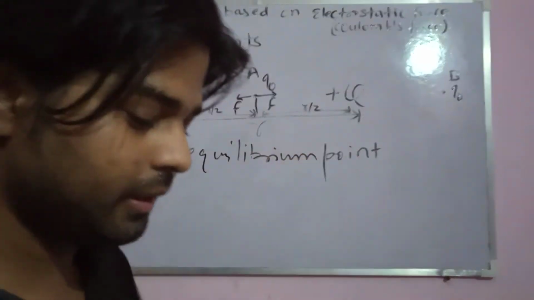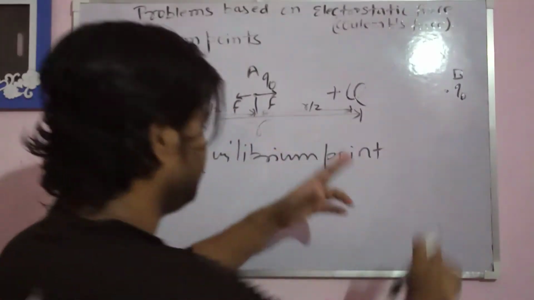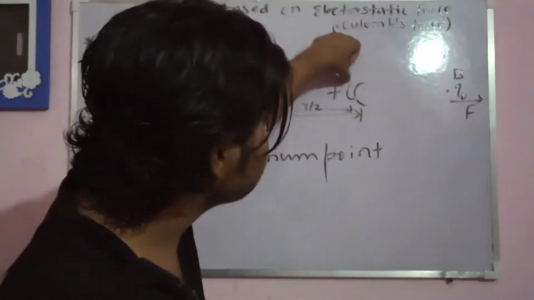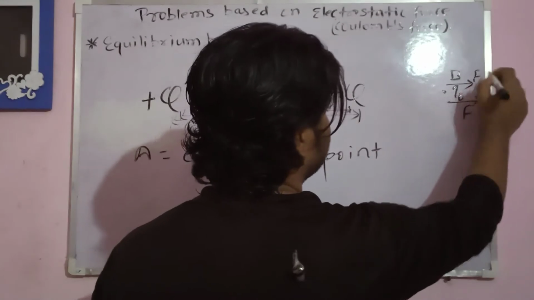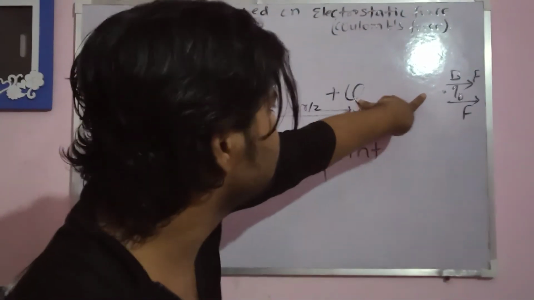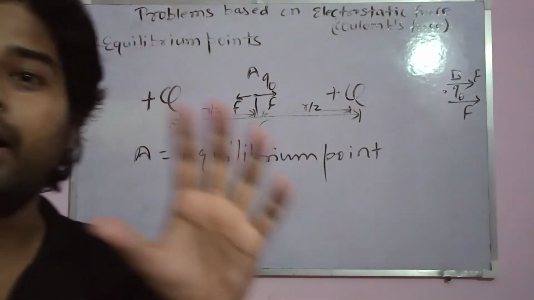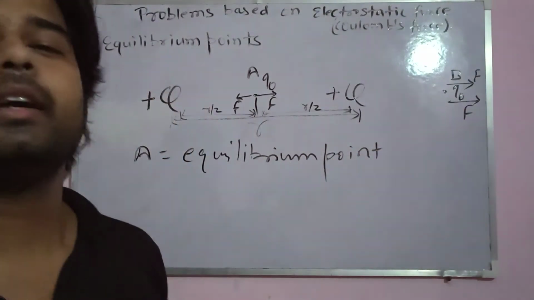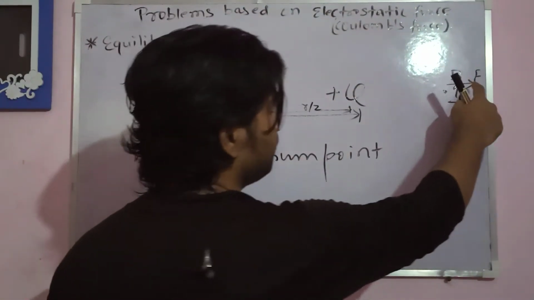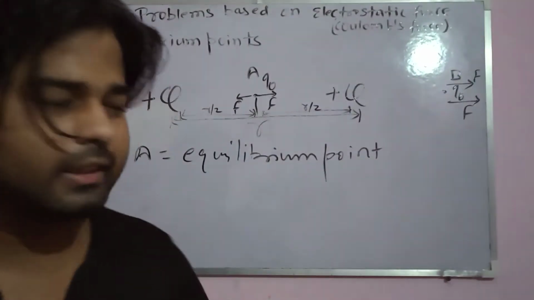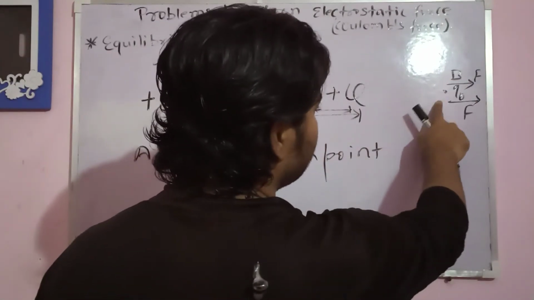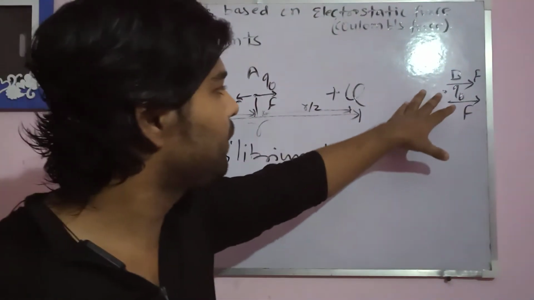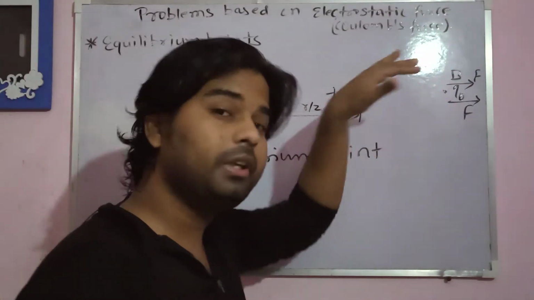Second, let's check what happens at B. If I put a test charge Q0 at B, the force by this plus Q is in this direction, and the force by the other plus Q is also in this direction. But here, the distances from the two charges are different, and all other things are the same. So the magnitudes of the forces experienced by Q0 at point B are not equal. These two forces are not equal in magnitude, and they are not opposite in direction, so they will not cancel each other. So B is not an equilibrium point, because Q0 is not facing zero force here.